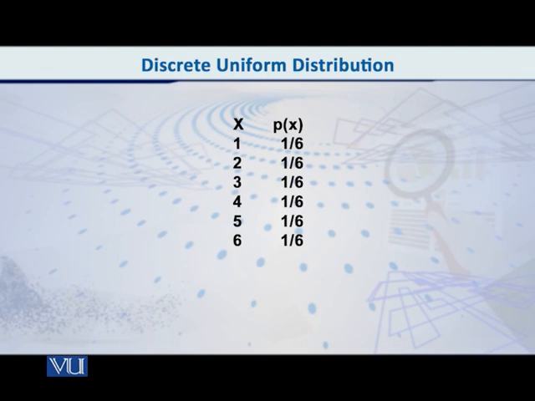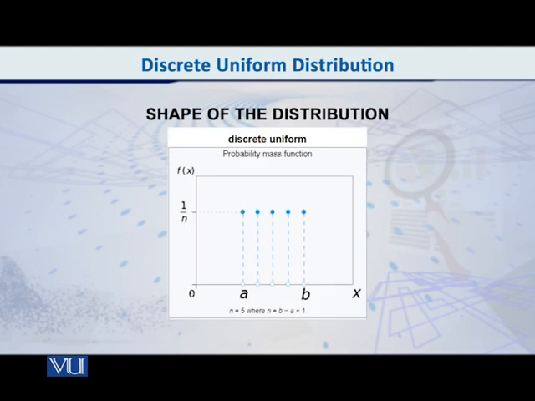Agar hum iska graph banaye to graph ki shakal kya hogi? Pehle example mein x-axis ke upar aap do points le lijiye, 0 and 1, aur uske upar aapne 0 ke upar bhi ek vertical line draw karni hai aur 1 ke upar bhi, aur dono lines jo vertical aap draw karenge unki dono ki height kitni hogi? 1 by 2.